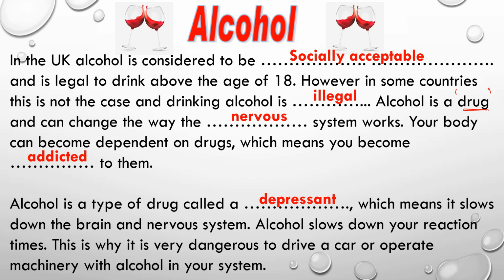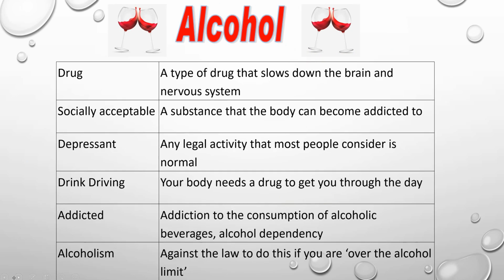So what I want you to do based on that paragraph that we've just talked about is there are some words at the bottom of the page. We have got drug, socially acceptable, depressant, drink driving, addicted, and alcoholism. At the moment, their definitions are not matched correctly. So drug is not a type of drug that slows down the brain and nervous system. So I want you to take 6 different coloured pencils. Colour in each of these a different colour.